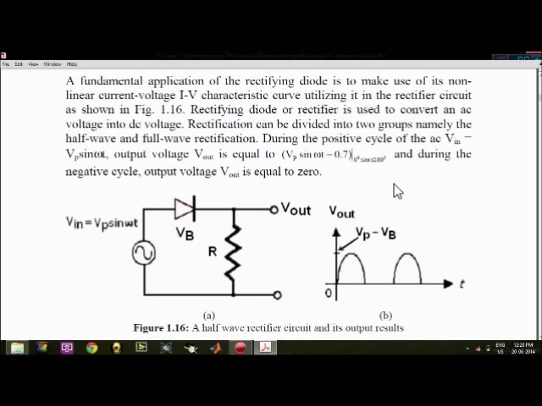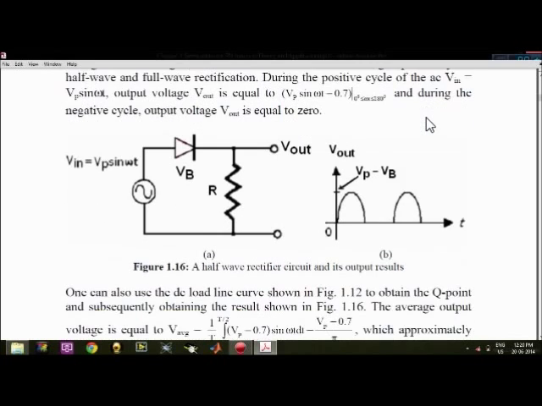Now you can see the circuit diagram of half wave rectifier. An alternating voltage Vin, that is Vp sin omega t, is applied in series with the diode and a load resistance across which the output is to be measured. Let us imagine there is an AC source. In the positive half cycle, this diode will conduct, and the output will be shown on the positive side, that is Vp minus Vd. That means total peak voltage minus the drop across the diode.